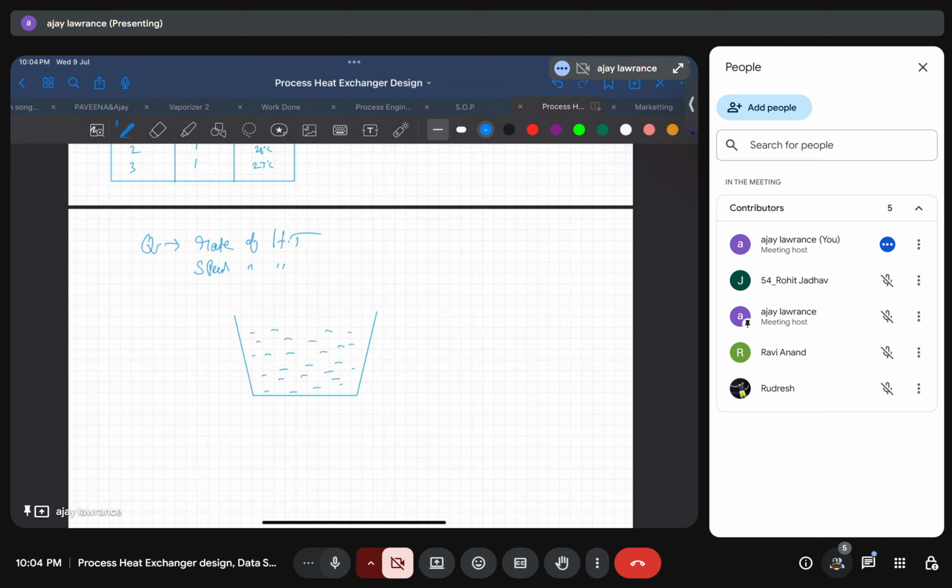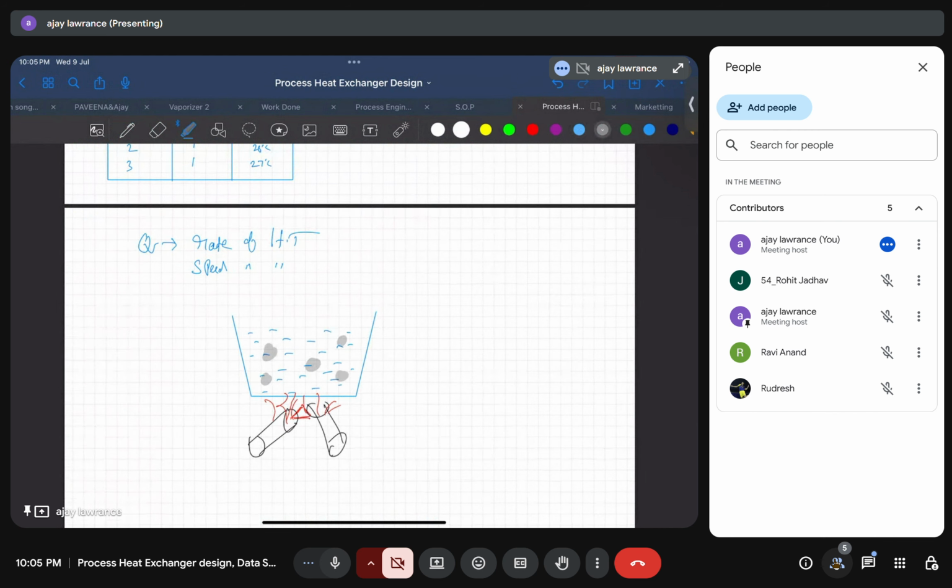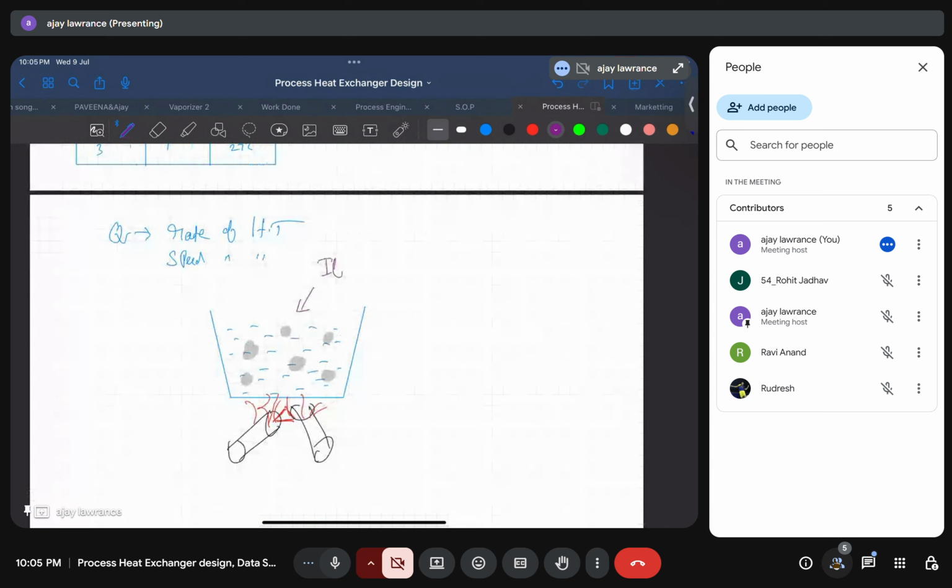This is a pot, and below we are making a fire. Let me draw it like this. We are having chicken pieces.